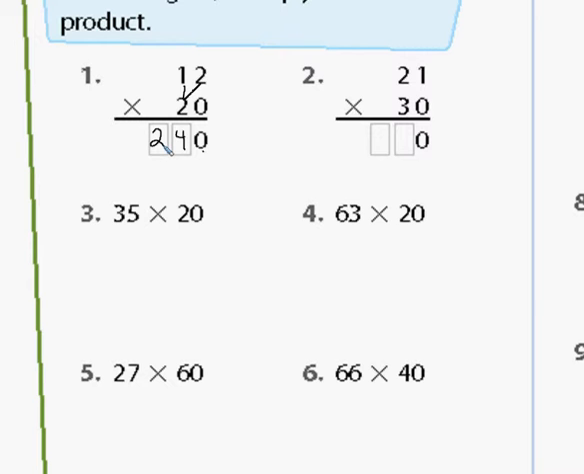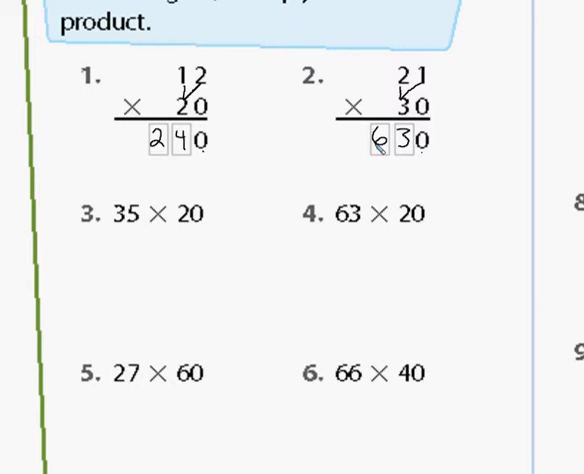On problem number 2, very similar. Since there's a 0 in the ones position on this one, I just bring the 0 down. The next step is to multiply 3 times 1. 3 times 1 is 3. And the next step is to multiply 3 times 2, and 3 times 2 is 6. So 21 times 30 is 630.